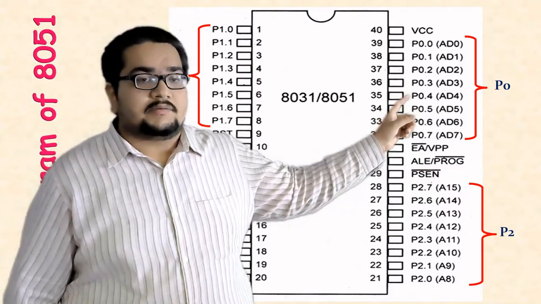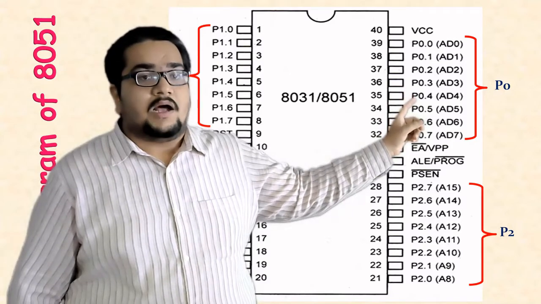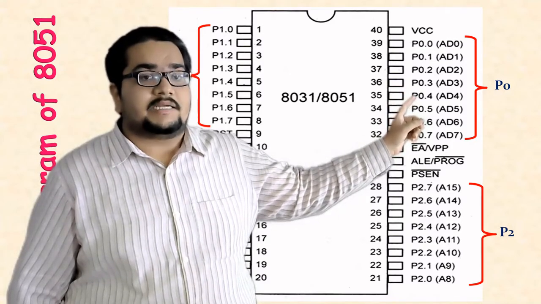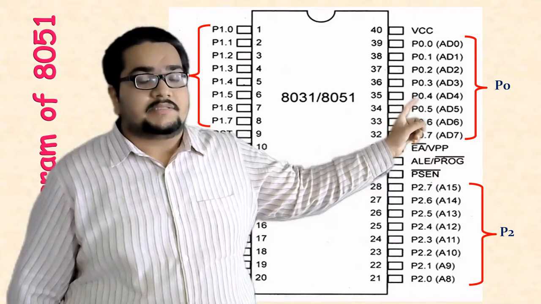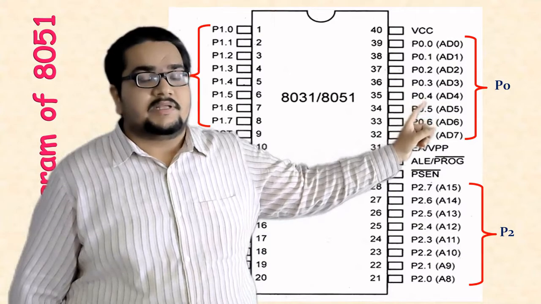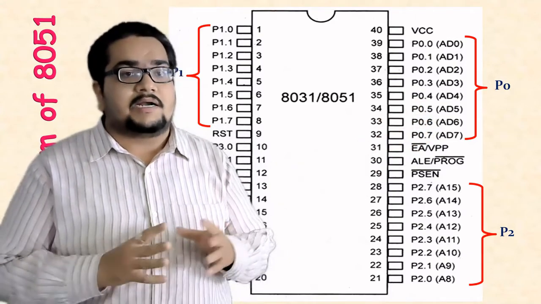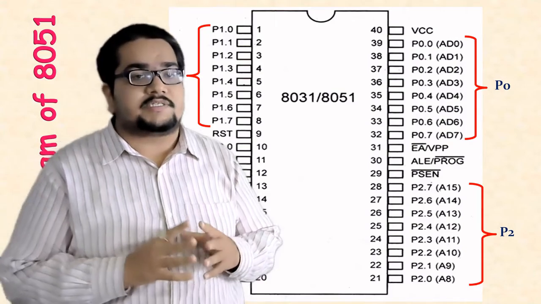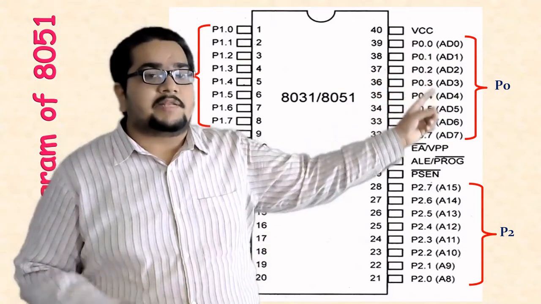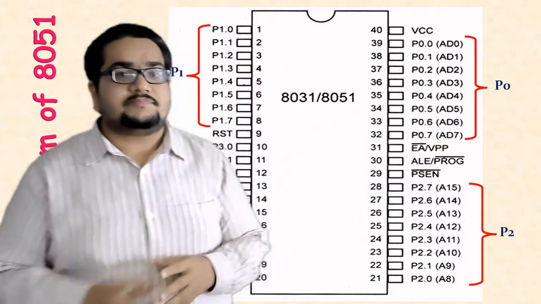That means apart from being the I/O lines of port 0, these lines are also used for the address lines A0 to A7, the lower byte of the address lines, and the data lines D0 to D7. Here the data bus in 8051 is 8 bits in size, and the address bus is 16 bits. Out of those 16 lines, 8 lines are time multiplexed with the data lines, and they are assigned to port 0.